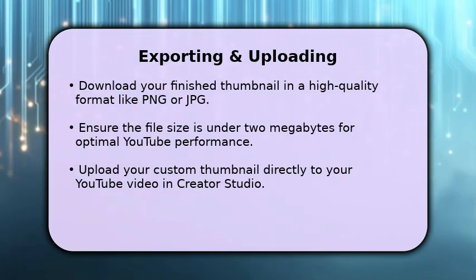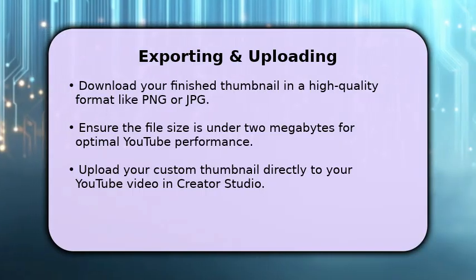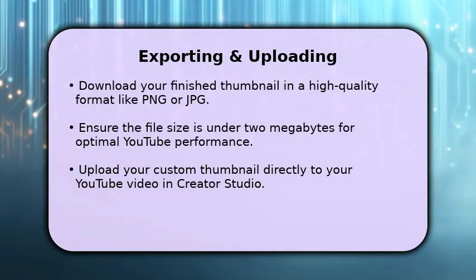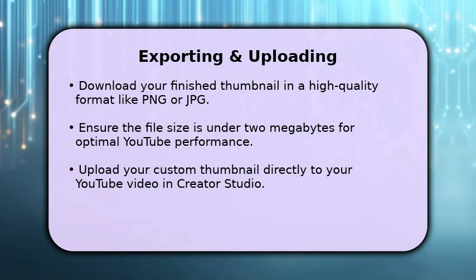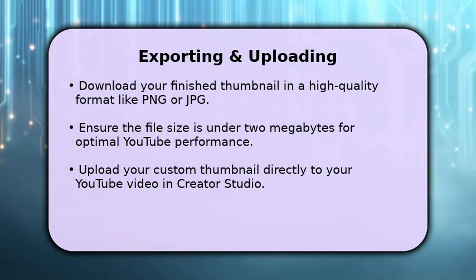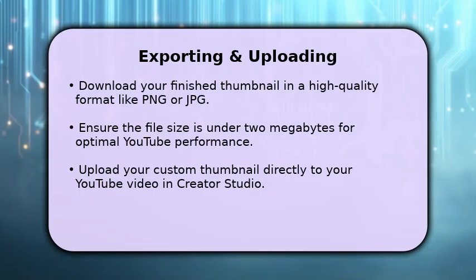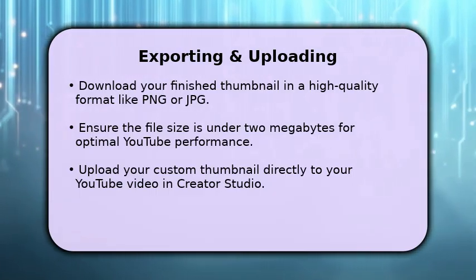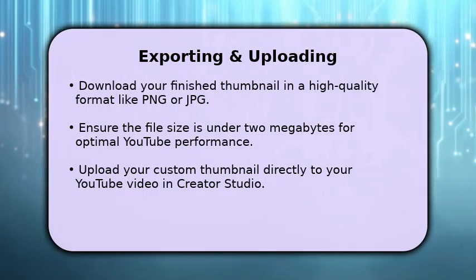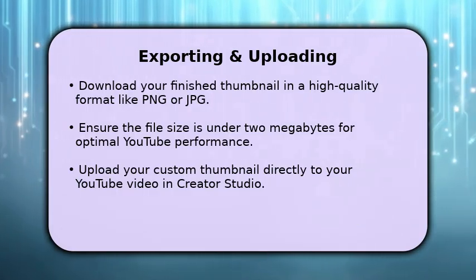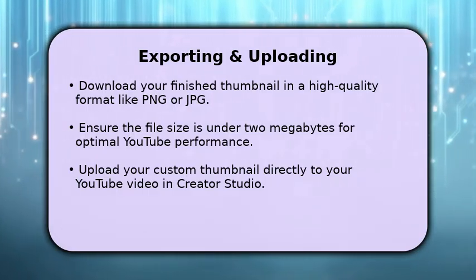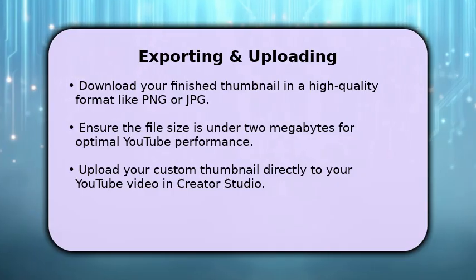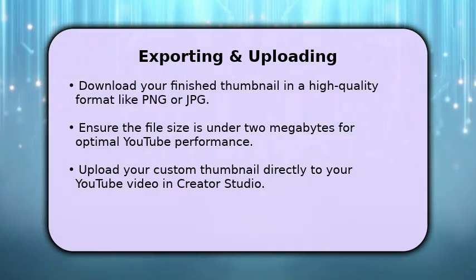Finally, it's time to export and upload your masterpiece. Once your thumbnail is perfect, download it in a high-quality format such as PNG or JPG. Make sure the file size stays under 2 megabytes for optimal performance on YouTube. Then, simply head over to your YouTube Creator Studio, select your video, and upload your custom thumbnail. You've just created a professional, attention-grabbing thumbnail that will help your videos stand out.